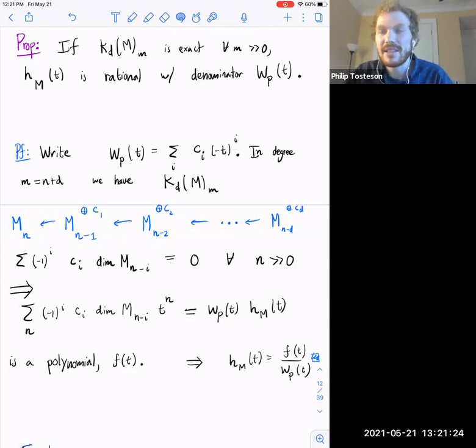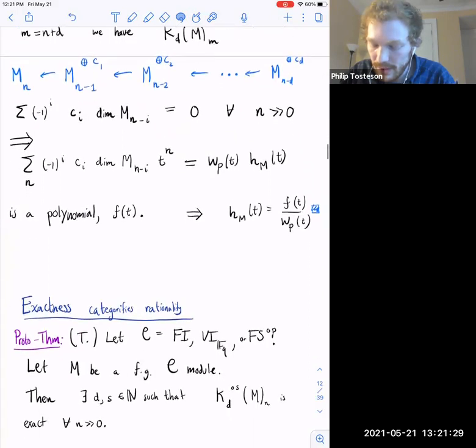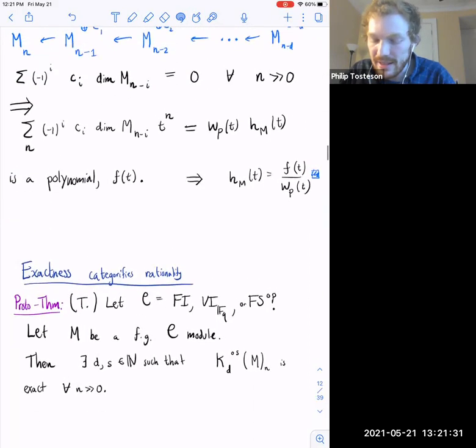So that's why these complexes are an interesting thing to consider, if you can construct a complex like this. The idea is that the exactness of KD of M categorifies the rationality of the Hilbert series. I'm not going to tell you the theorem, just a form of a theorem, and then I'll tell you specifically what happens for FSop, which is the most interesting case. The Proto Theorem is: let C be one of these categories, Fi, Vi, Q, or FSop, and let M be a finitely generated C module.